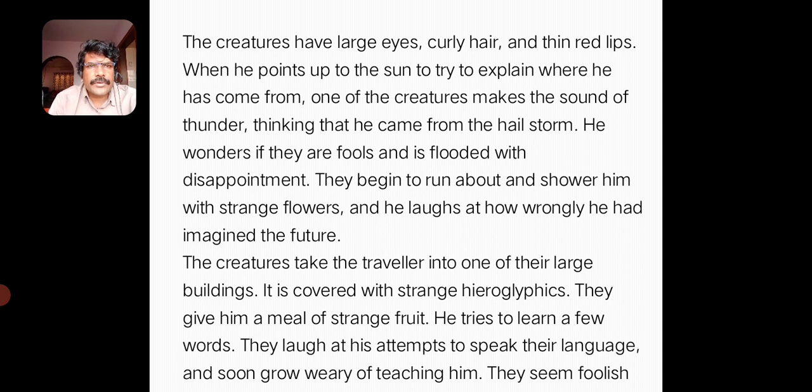When he points up to the sun to try to explain where he has come from, one of the creatures makes the sound of thunder, thinking that he came from the hailstorm. He wonders if they are fools and is filled with disappointment. They begin to run about and shower him with strange flowers, and he laughs at how wrongly he had imagined the future. The creatures take the traveler into one of the large buildings.